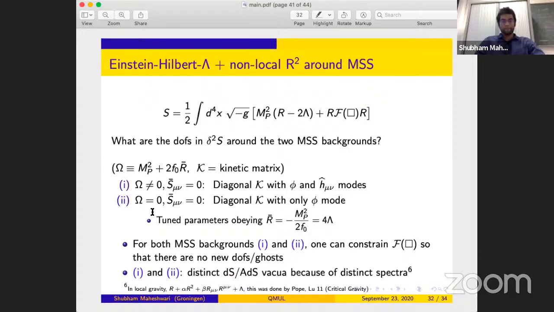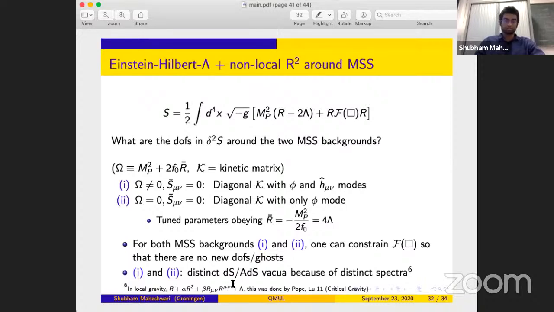And you will have only a scalar mode. So actually in both these cases, I'm not showing it here, but it is easy to show that you can constrain these form factors f of box so that there are no ghosts or no new degrees of freedom around both these maximally symmetric backgrounds. And these dS-AdS vacua are actually different because they have distinct spectra. This was done before in 2011 by Pope and Liu, in what they call critical gravity. In this case, you have stealth theory, which is R plus R squared plus R mu nu squared, plus a cosmological constant.